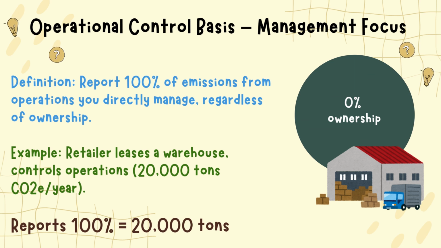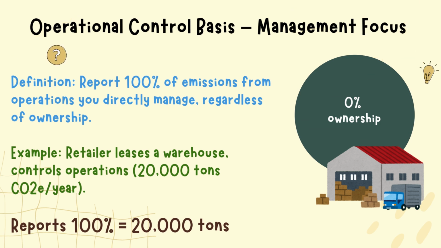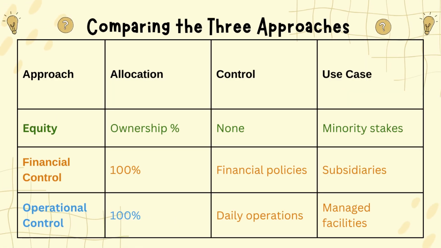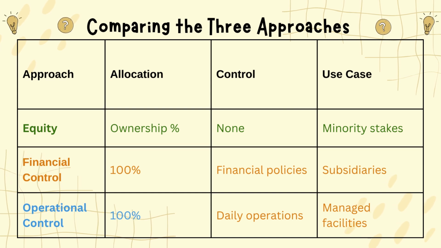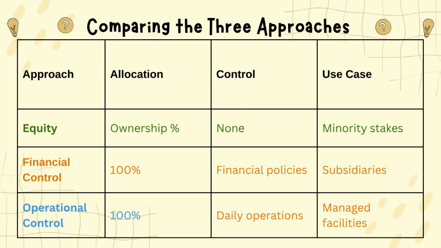This approach suits companies that can influence emissions through operational decisions, like optimizing energy or supply chains. It's about what you manage, not what you own. So, what's the difference? Equity basis ties emissions to your ownership share, no control needed. Financial control covers 100% of emissions from entities you financially govern. Operational control covers 100% of emissions from operations you manage.